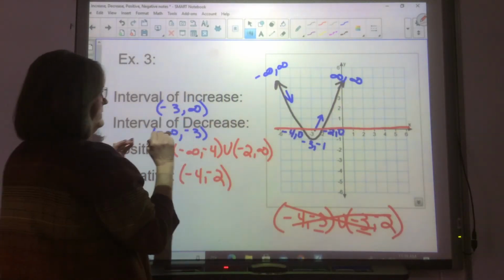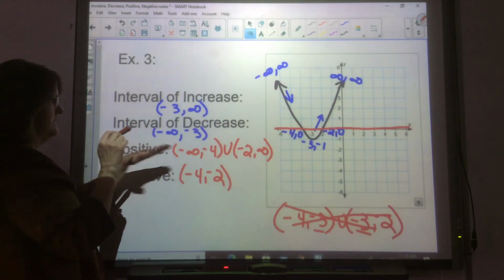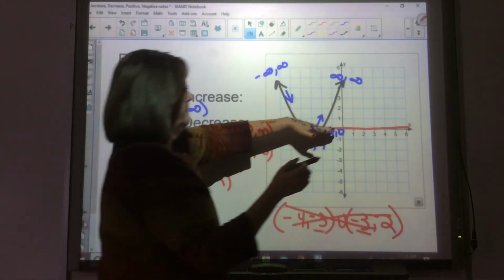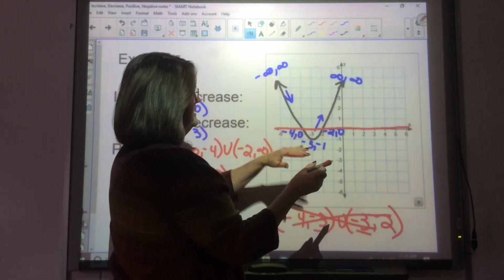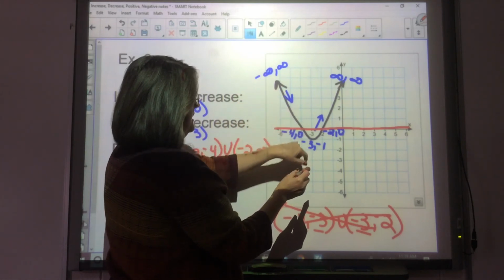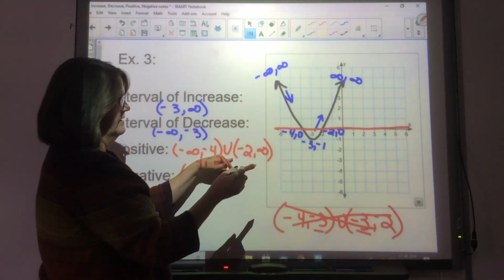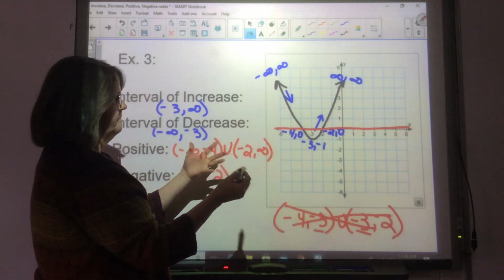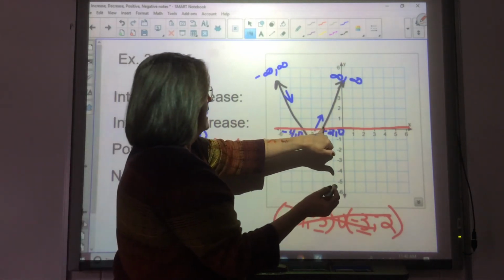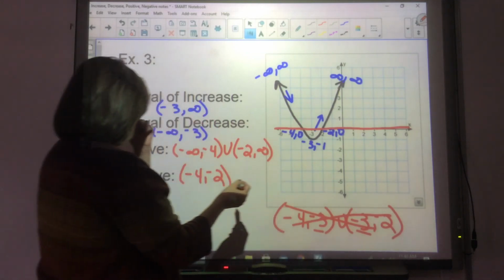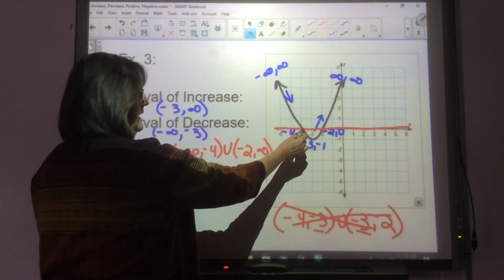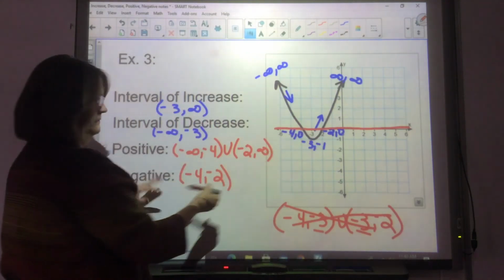So there you are. Now, it is positive. Everything above the x-axis is positive. So from negative infinity to negative 4, it's positive. Union, this is how we show another interval. Union from negative 2 to infinity. It is negative from negative 4 to negative 2.